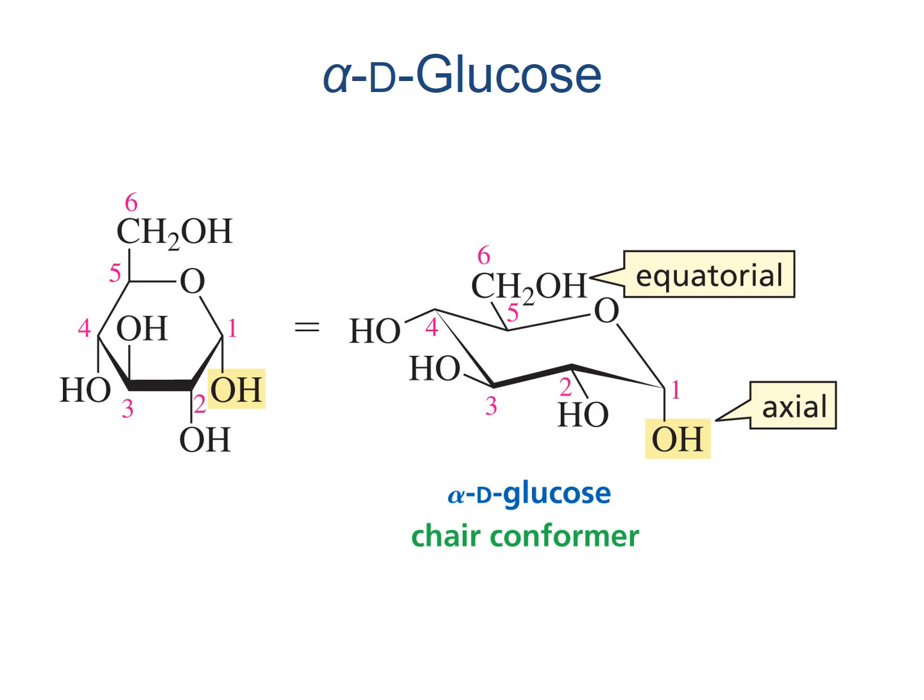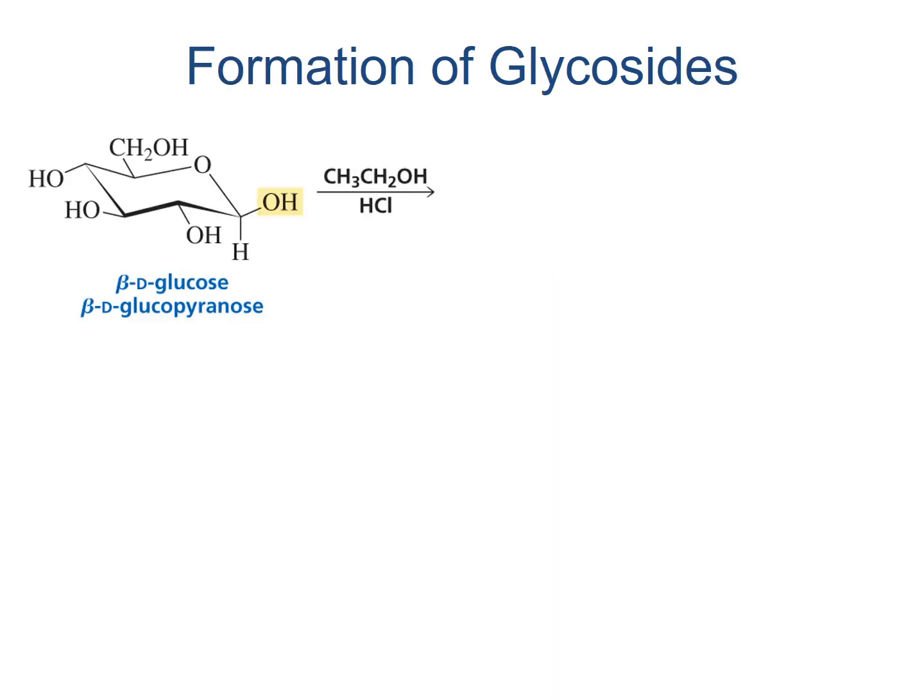Here you can see why alpha sugars are going to be less favored, because at position 1, we're having that OH group being in the axial position, where on a beta sugar, our OH group would be in the equatorial, the more favored position.